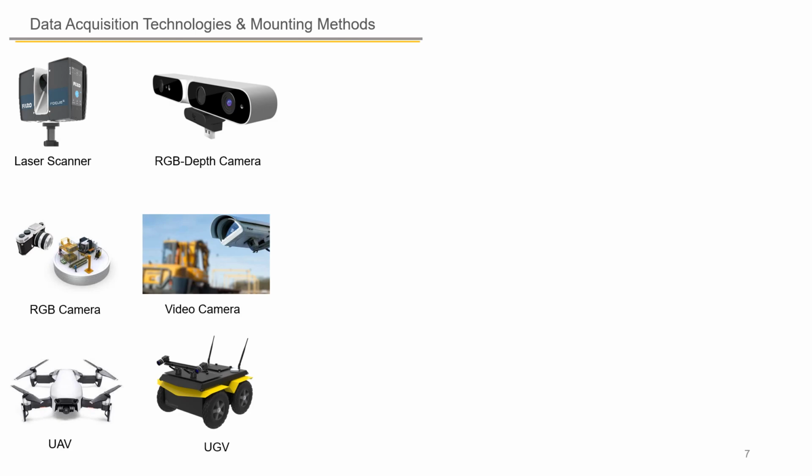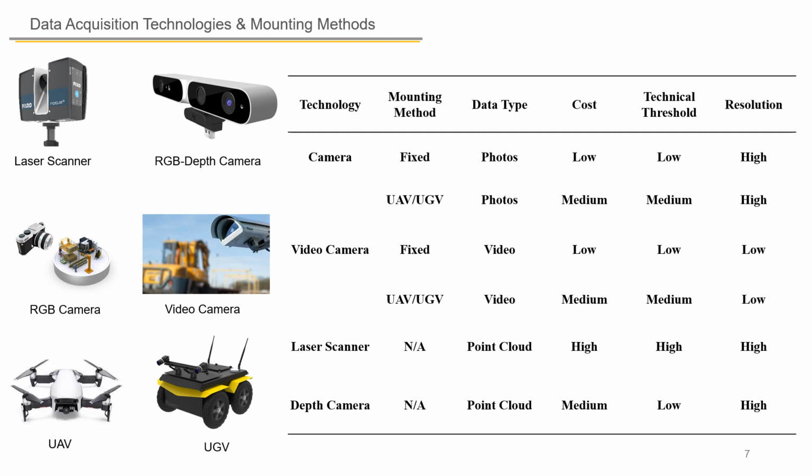The architecture, engineering, and construction industry leverages various imaging devices to acquire data, such as monocular/binocular cameras, unmanned aerial vehicles with cameras or video cameras alone, laser scanner, depth cameras, and others. For this, we identified the key performance indices for each of the technologies, what are the possible mounting methodologies, the extracted data type, the cost, the technical threshold, and their resolution.